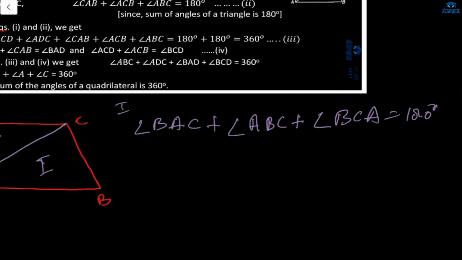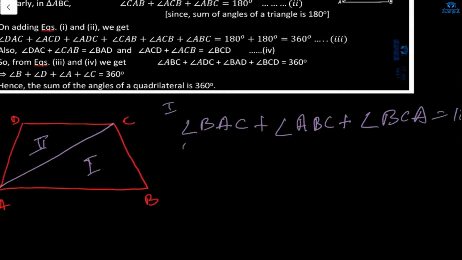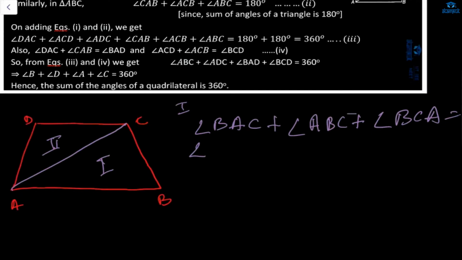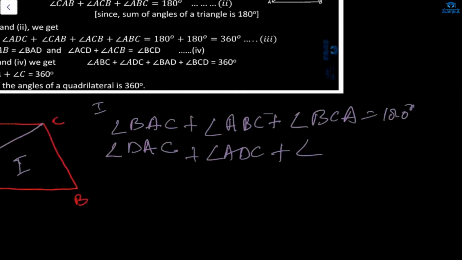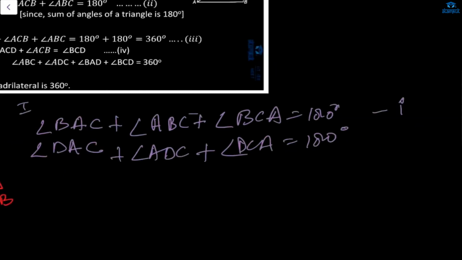Similarly for the second triangle, from the same angle sum property of the triangle, angle DAC plus angle ADC plus angle DCA is equal to 180 degrees. Now this is your first equation. This is your second equation. Now we are going to add up both the equations.